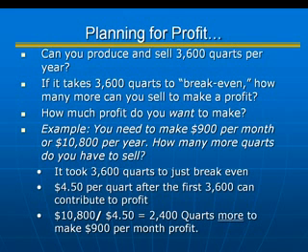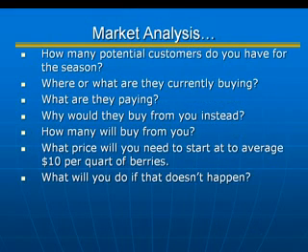So some questions to ask yourself. Can you produce and sell that many quarts? And let's say you need some living expenses. You need to make a profit. And in this example, we're looking at a goal of $900 per month, or just over $10,000 per year. So how many more quarts would you need to sell in order to make that additional income? So we take the $10,800 goal divided by the contribution margin.